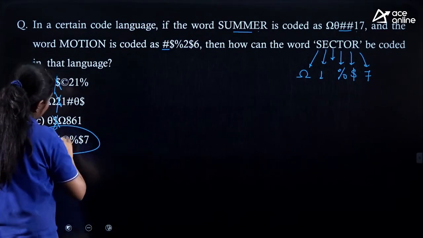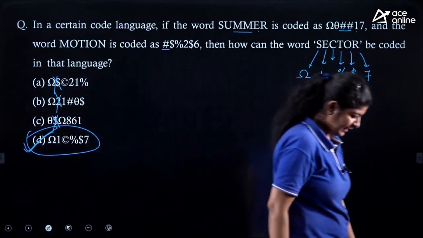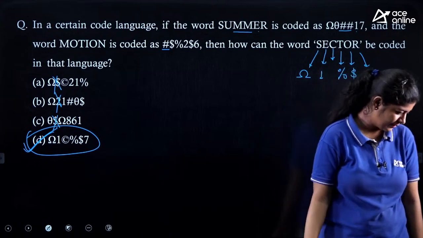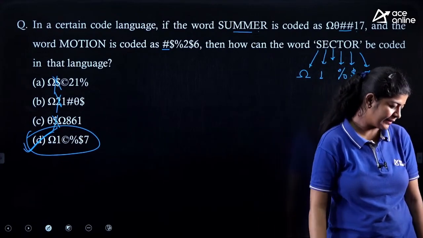Option number D is the correct one, right? Very good, Mansa, very good, Mark, very good, Shiva, right?